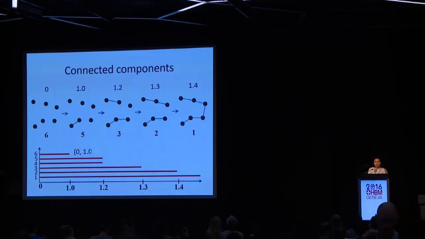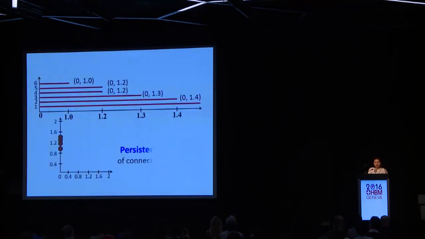Each bar can be encoded into 2-dimensional points. The first one is the starting point of the bar, and the next one is the ending point of the bar. So the first one is 0,1, and the second and third ones are 0,1.2, and next one, 0,1.3, next one, 0,1.4. These points can be plotted in the 2-dimensional space. It is called a persistence diagram.